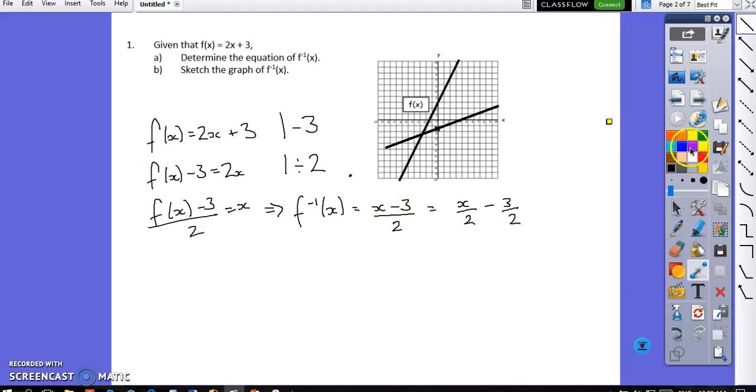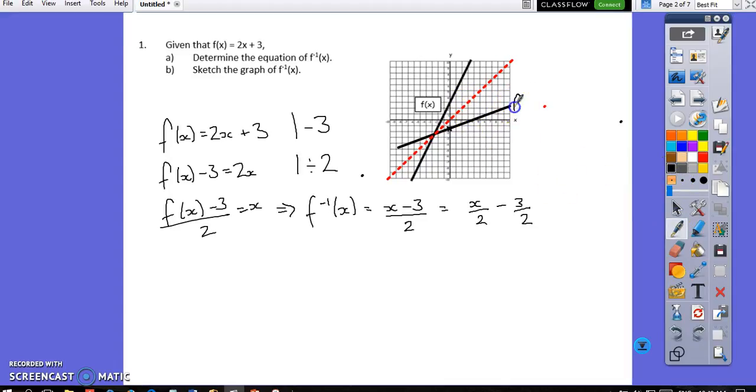However, something to notice, if I put in a dotted line through y is equal to x, let's see, that looks about right there. And then I'll extend that down here. Then you'll notice actually that f to the minus 1 of x, which is this one here, is actually a reflection in the line y equals x.